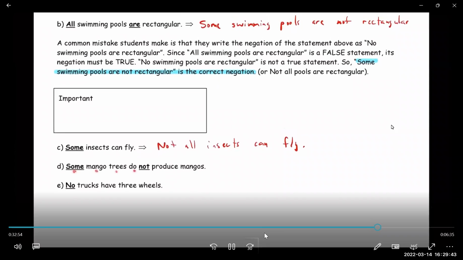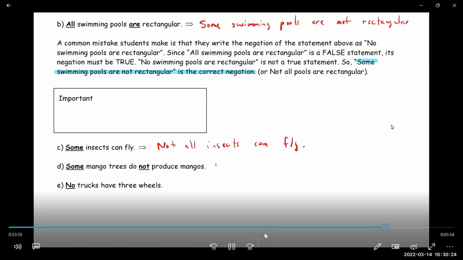All right, some mango trees do not produce mangoes. I guess that's a true statement, right? Maybe some mango trees do not produce mangoes for whatever reason. So how would you make that a false statement, because this is true? Not all mango trees produce mangoes. Yeah, I think that's right.